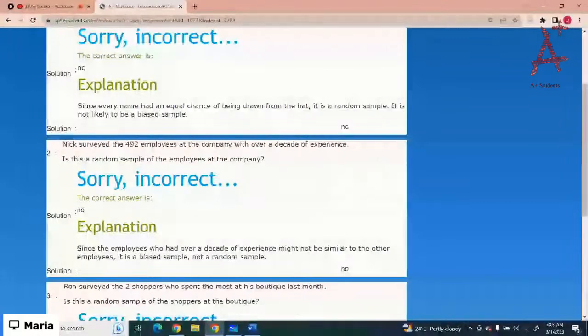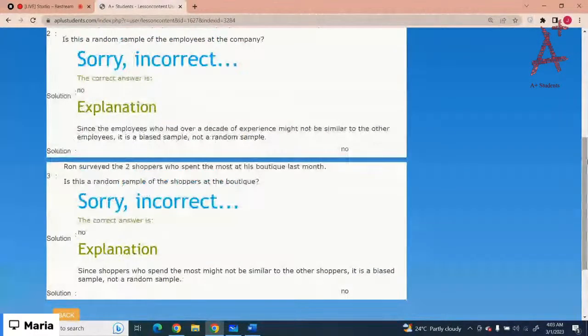They are not similar to the other ones. So the criteria is these employees with over a decade of experience. Got it? So this is actually the criteria. When you are selecting a criteria-based sample, that would be the biased sample. This is not random, this is the biased sample.